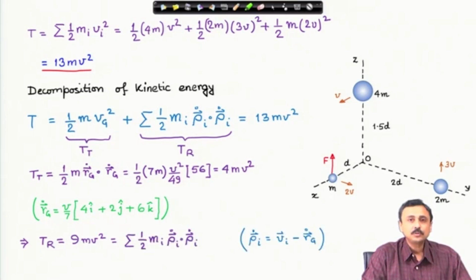But I can also calculate this kinetic energy due to the motion of particles relative to the center of mass using our original expression, with rho_i dot given as the velocity of the ith particle minus the velocity of the center of mass. We can do this calculation both ways.